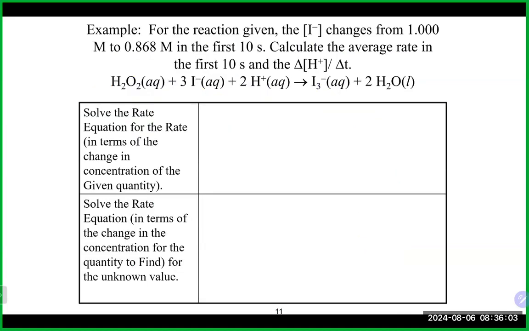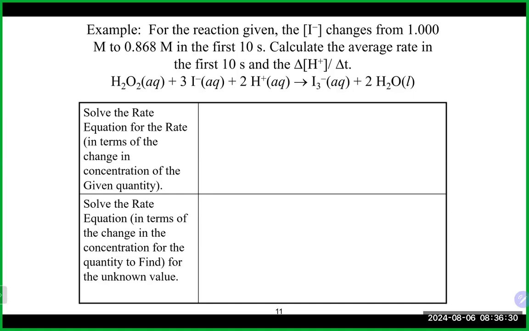So let's take a look at one here where we actually do have some numbers and see how we could use it with numbers. For this reaction, given the concentration of I minus changes from 1 molar to 0.868 molar in the first 10 seconds, we want to calculate the average rate in the first 10 seconds and also how the concentration of H plus is changing over time.